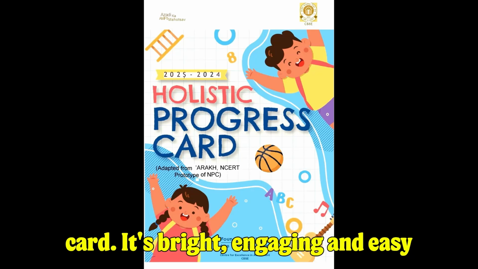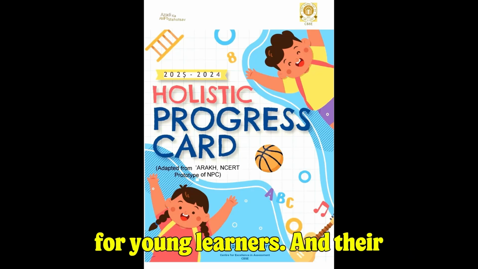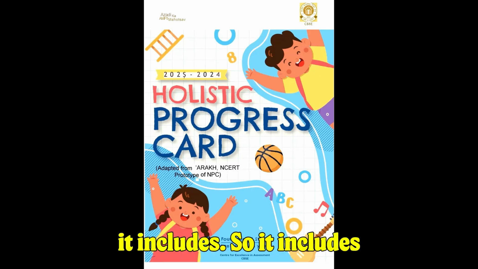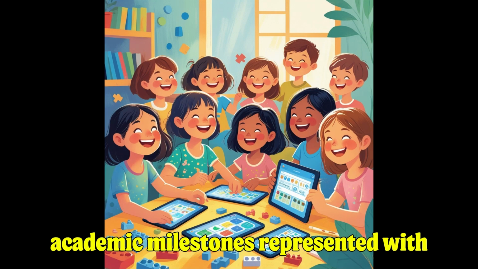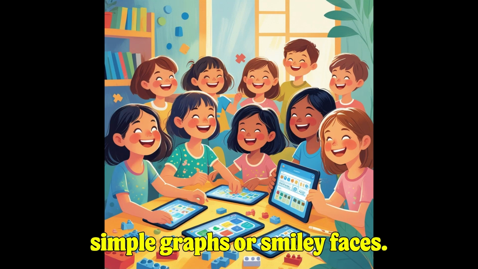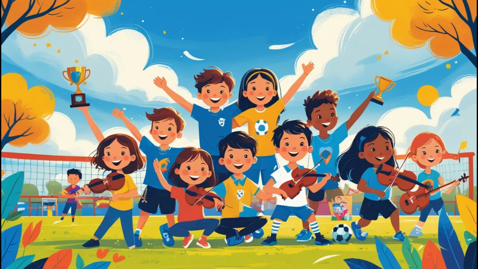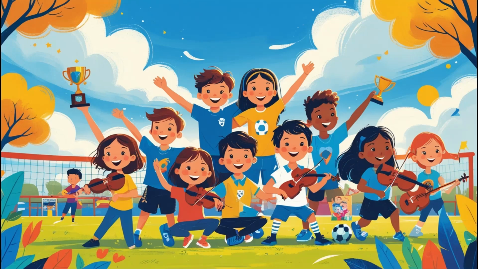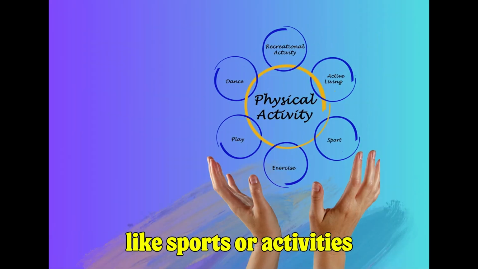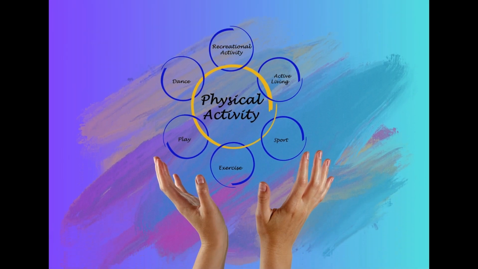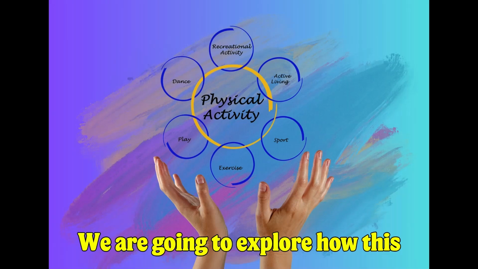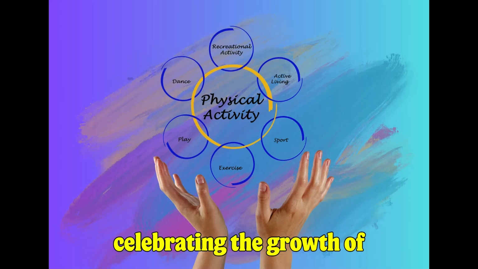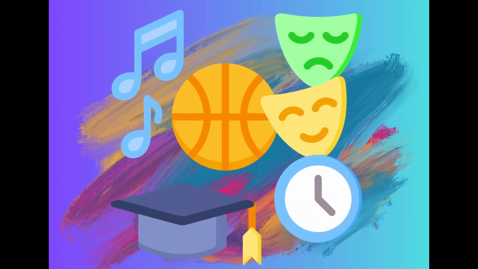It's bright, engaging, and easy for young learners and their parents to understand. So it includes academic milestones represented with simple graphs or smiley faces. It has social development, like how well the child collaborates with peers, and it has extracurricular participation, like sports or activities. We are going to explore how this holistic progress card is celebrating the growth of children beyond grades.